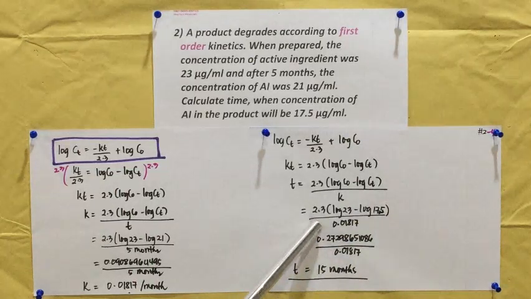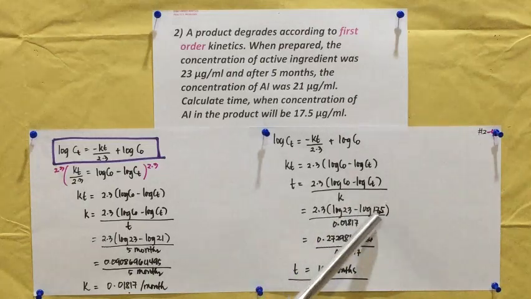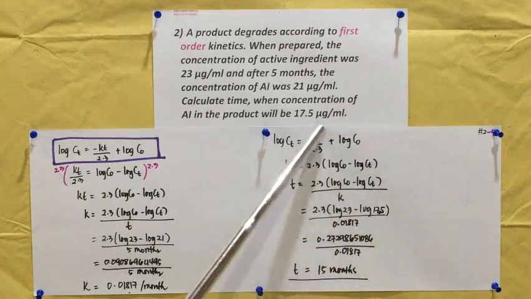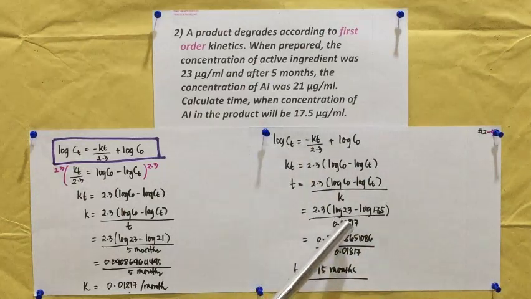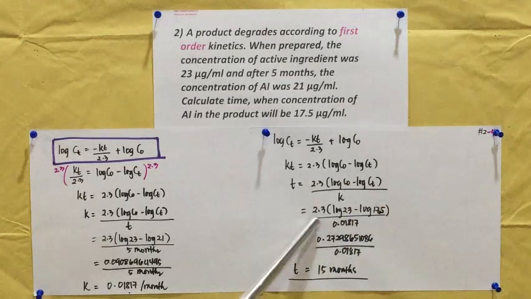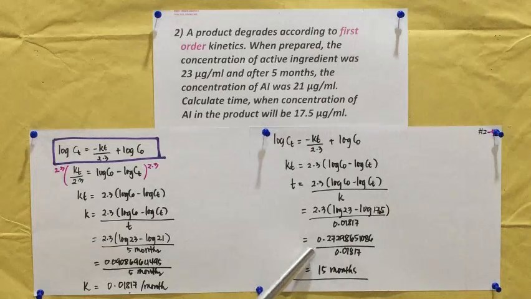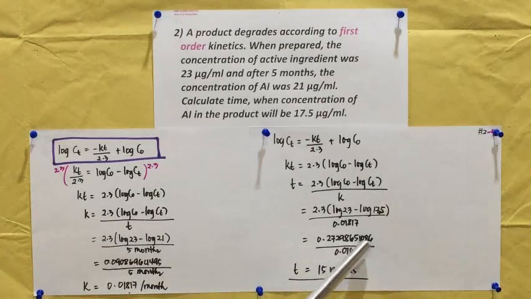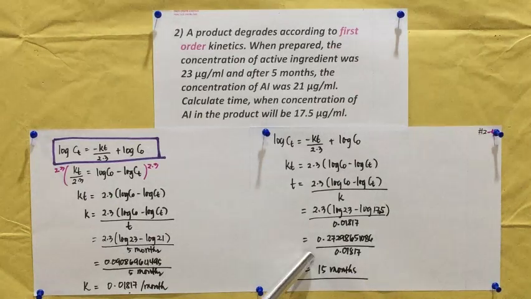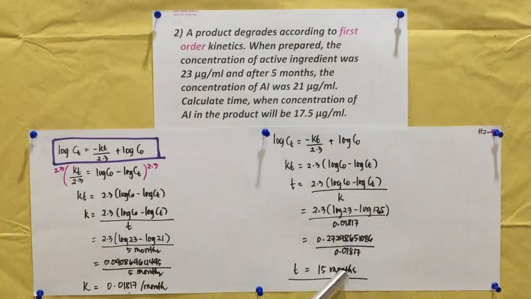So 2.3 times the log 23, which is your initial concentration, minus the log 17.5, because this is our new CT here, divided by the K, which is 0.01817. After inputting in the scientific calculator, you will get 0.2729865186 divided by the K, which is 0.01817. So, our T now is 15 months.